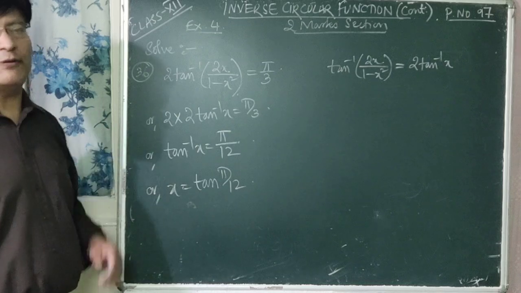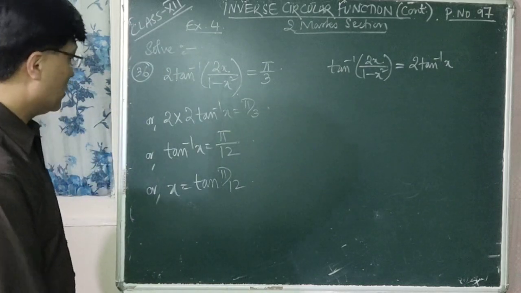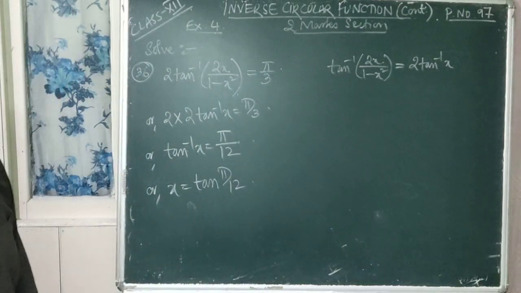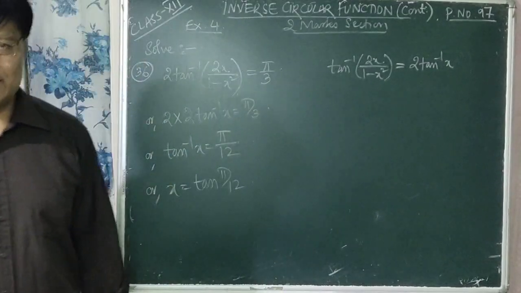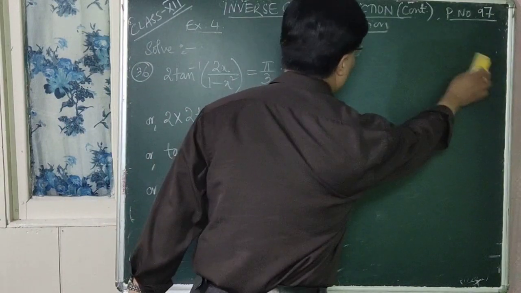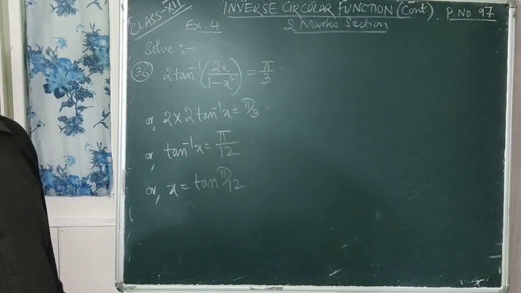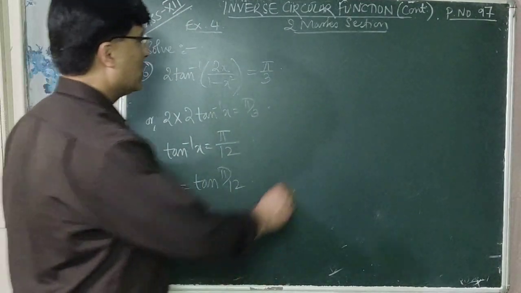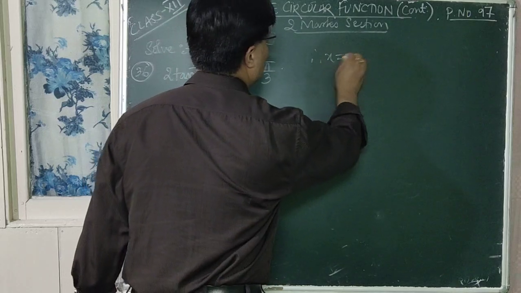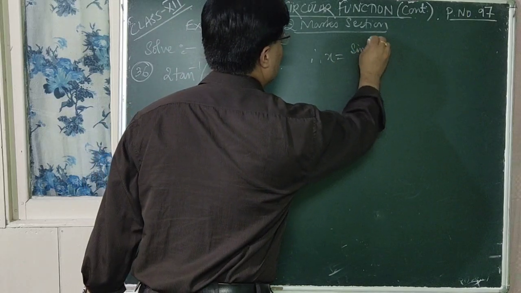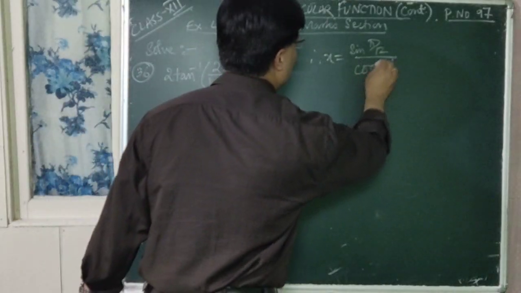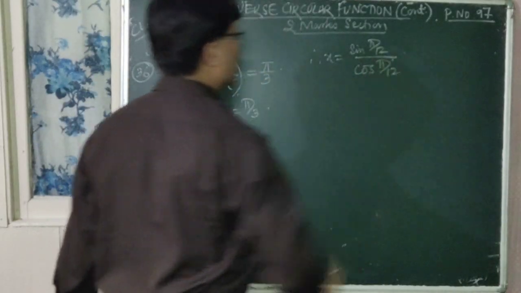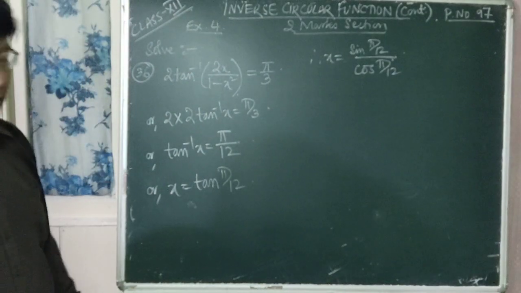So how can you simplify it now? You have to get the value for tan pi by 12. But this pi by 12 is not the standard angle. You know that, isn't it? So now, let us find out the value for tan pi by 12. Let us simplify it now. Therefore, x is equal to, you can write it in terms of sine by cos. Sine pi by 12 divided by cos pi by 12, right? So how can you simplify it further?